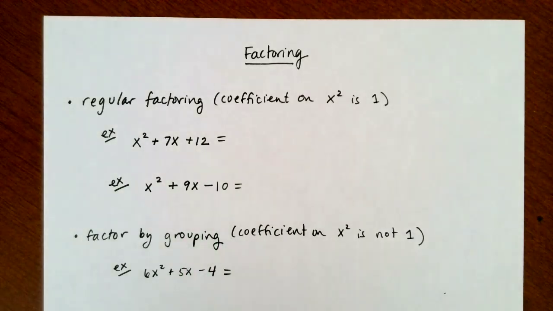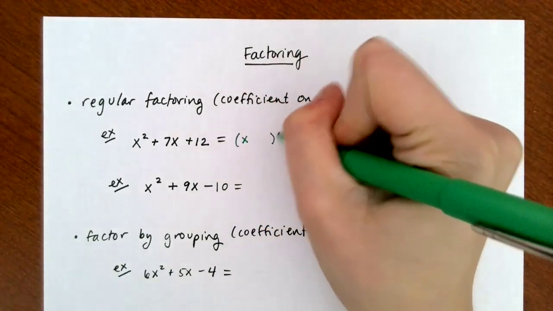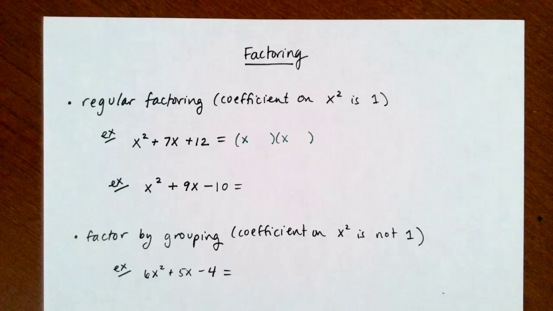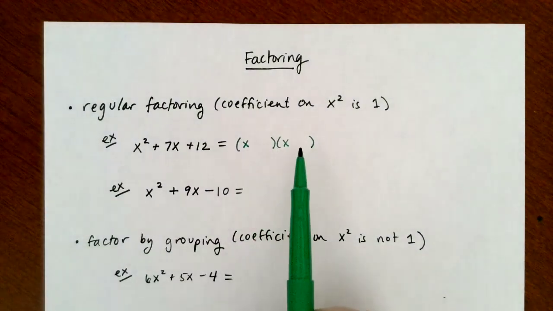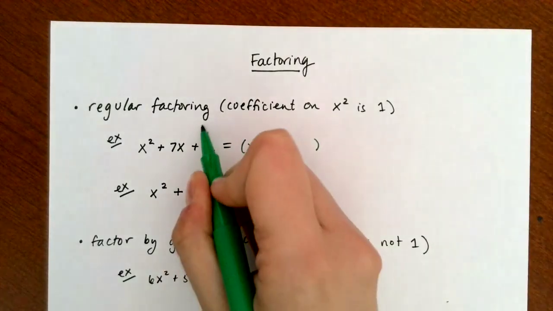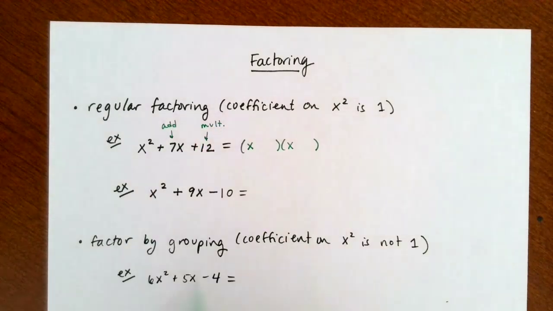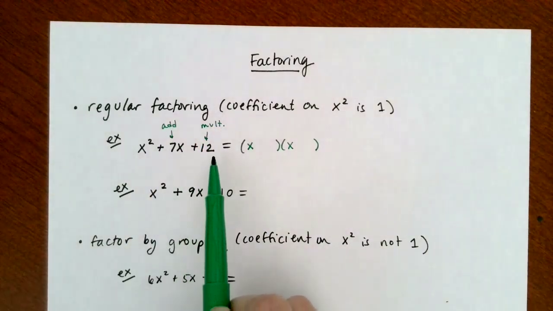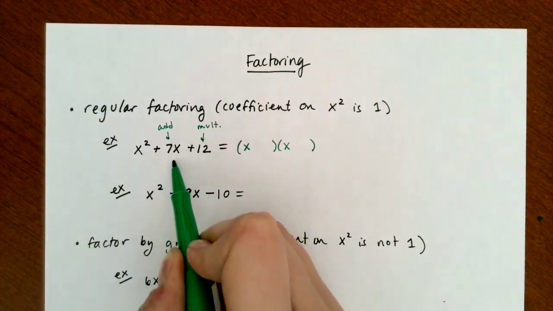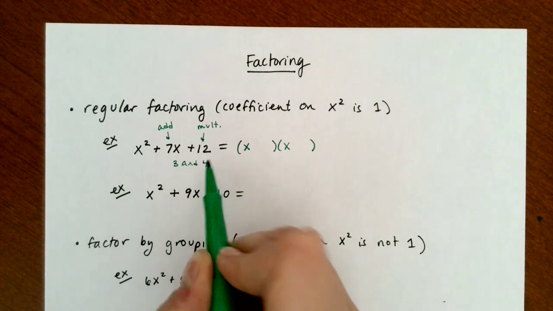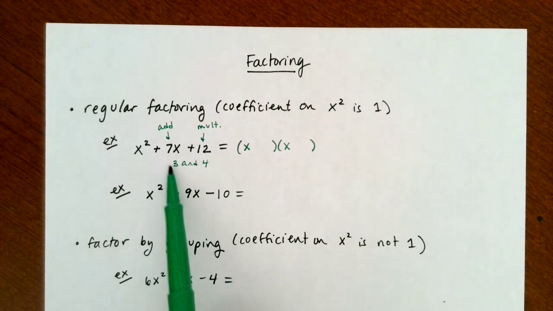So if we want to factor this, that means we want to write it in the form x plus something times x plus something. So we want to pick two numbers for these spots that multiply to the 12 and add to the 7. So two numbers that multiply to positive 12 and add to positive 7. In this case, it's going to be 3 and 4. So 3 times 4 gives me 12, and then 3 plus 4 gives me 7.